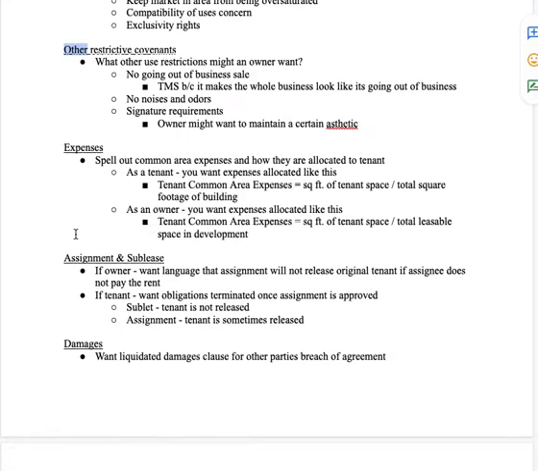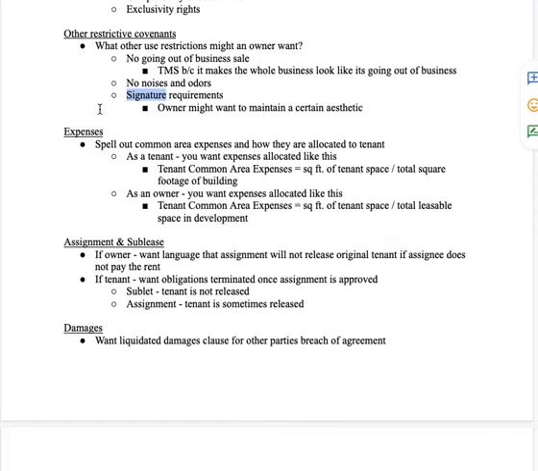There'd be no going out of business sale. This makes sense because it makes the whole strip mall or whole shopping center look like it's going out of business. So a landlord might want a restrictive covenant that says you can't have a going out of business sale, make it big and advertise like that. You might also want no noise and odors. Also might have a signage requirement. So the owner, landlord might want to maintain certain aesthetics.